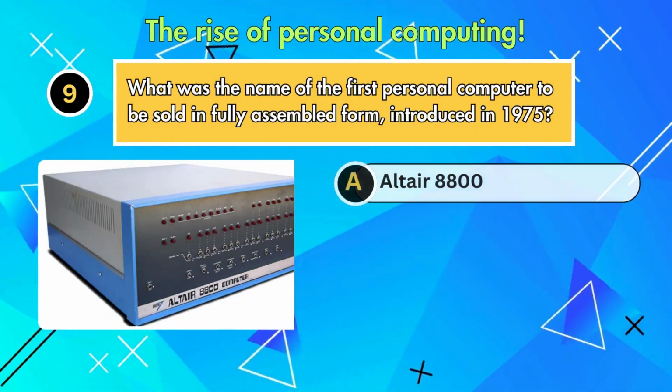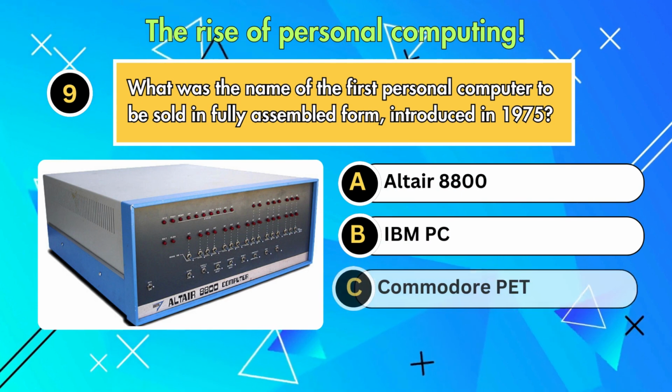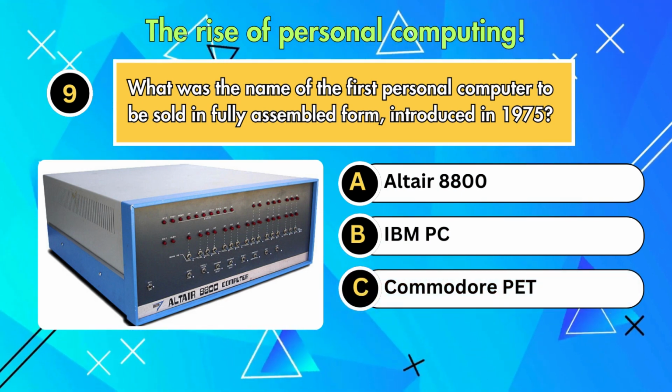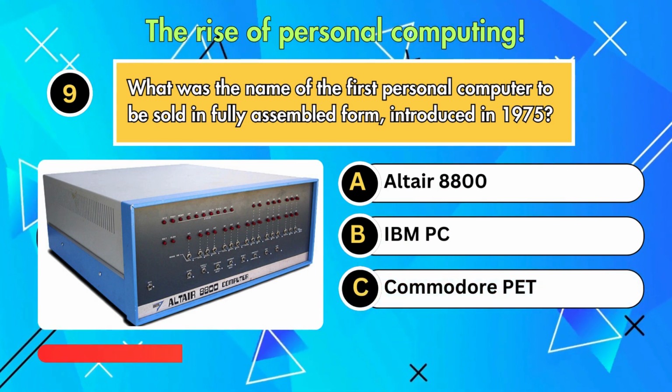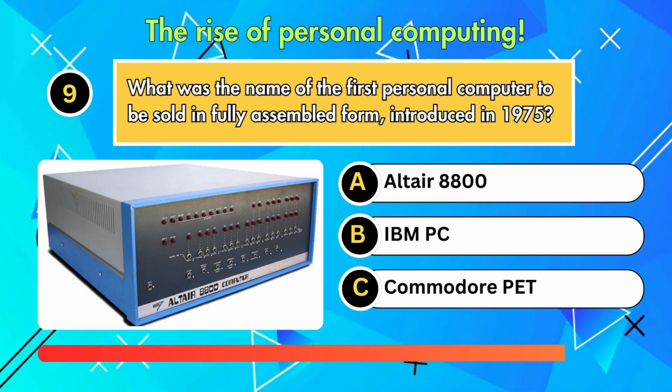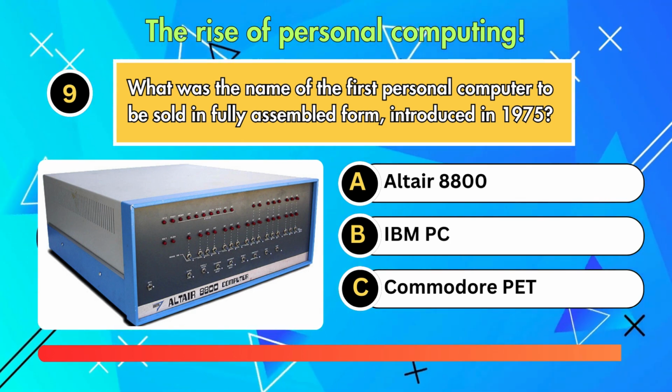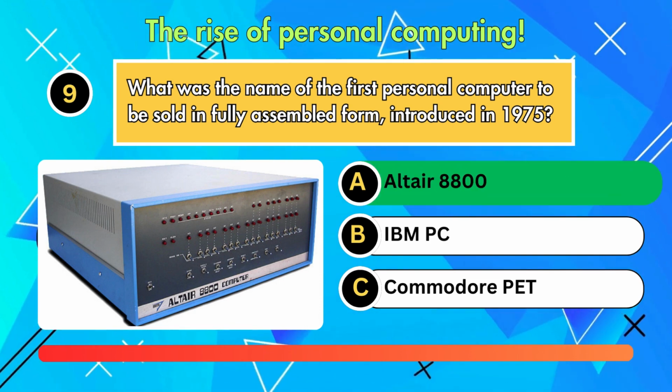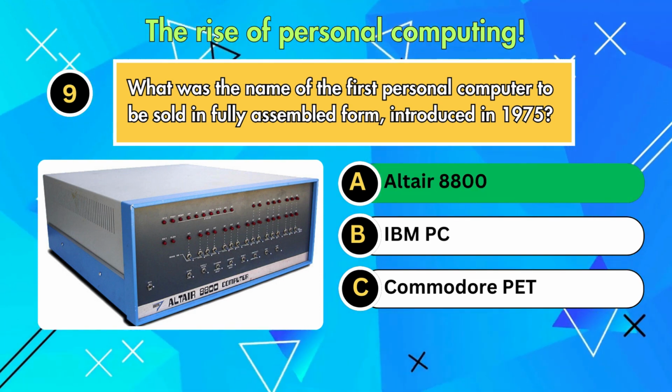What was the name of the first personal computer to be sold in fully assembled form, introduced in 1975? Option 1, Altair 8800. Option 2, IBM PC. Option 3, Commodore PET.